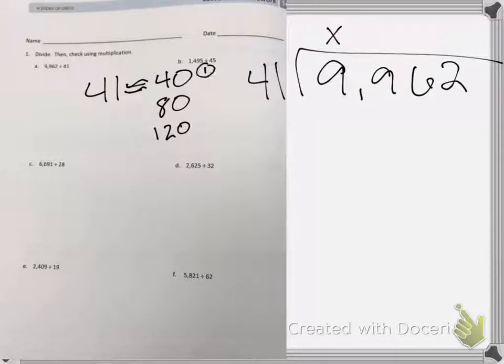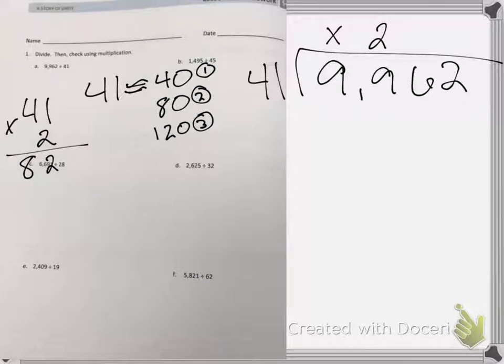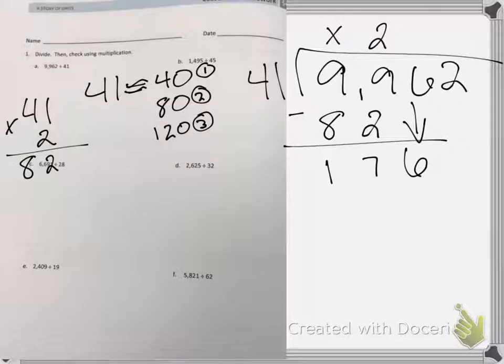So 1 time, 2 times, 3 times. So we know we're at 2 times. So 41 times 2, we get 82. So we're going to do 2 times 41, 82. Subtract. We get 17. And then we're going to drop down the 6. We always need to drop it down. And now we have 176.